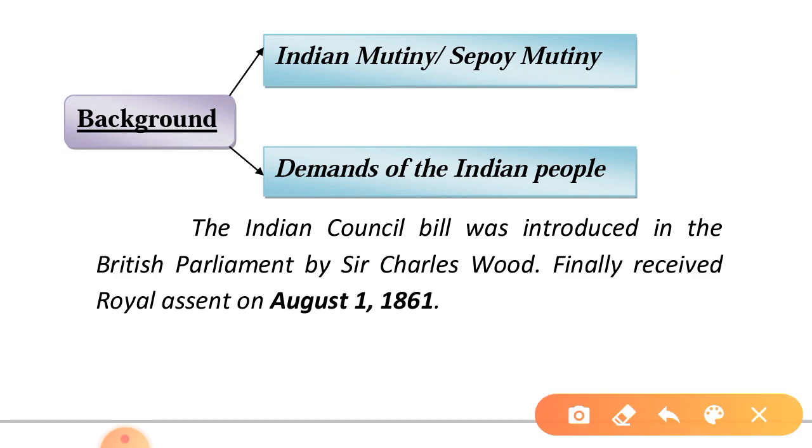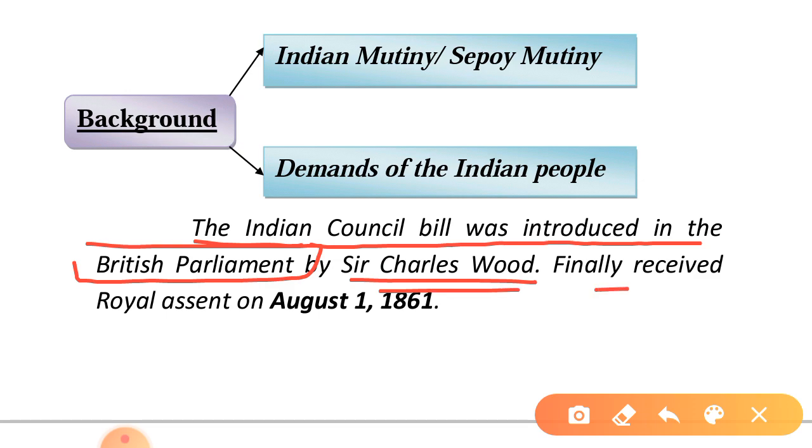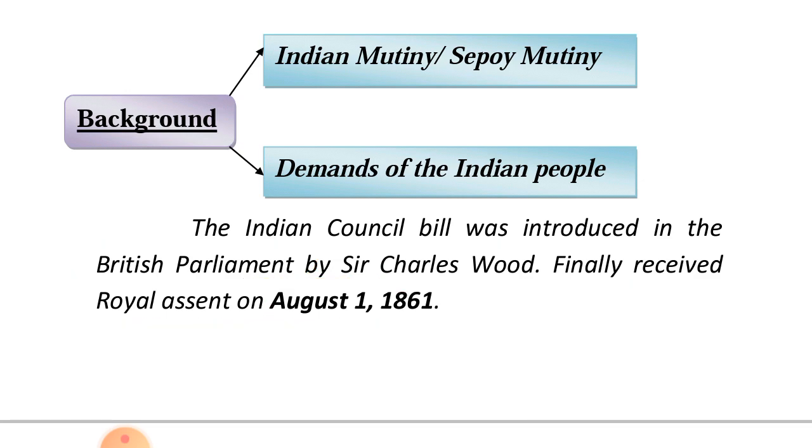Next point, demands of the Indian people. The demands of the Indian people for some substantial changes in the governmental machinery of India also necessitated modification in the constitutional arrangement. Next, the Indian Council Bill was introduced in the British Parliament by Sir Charles Wood. Finally it received royal assent on August 1st, 1861.